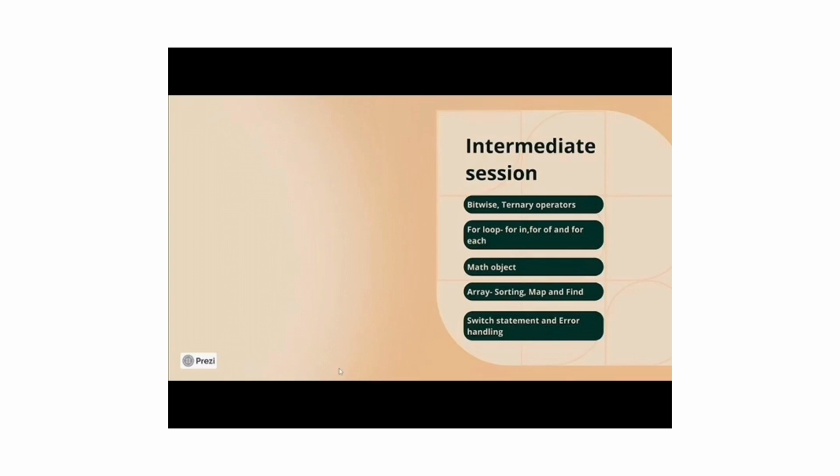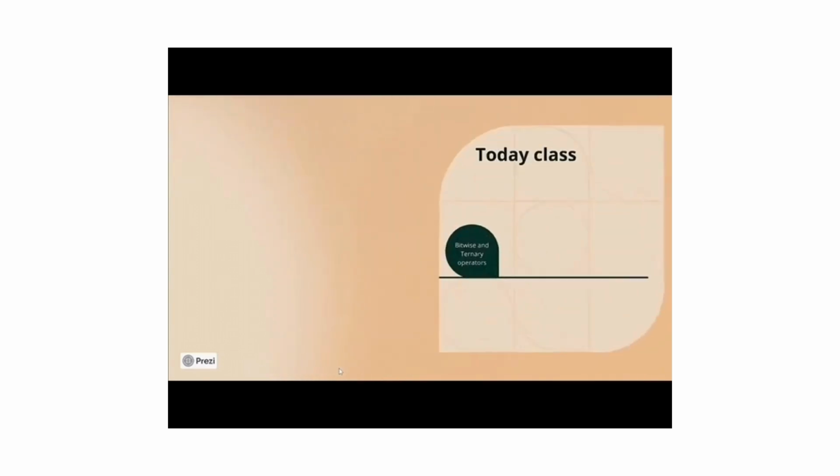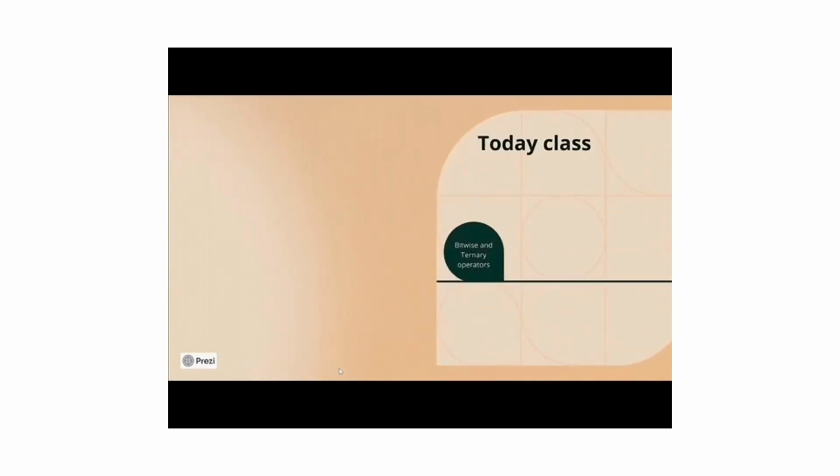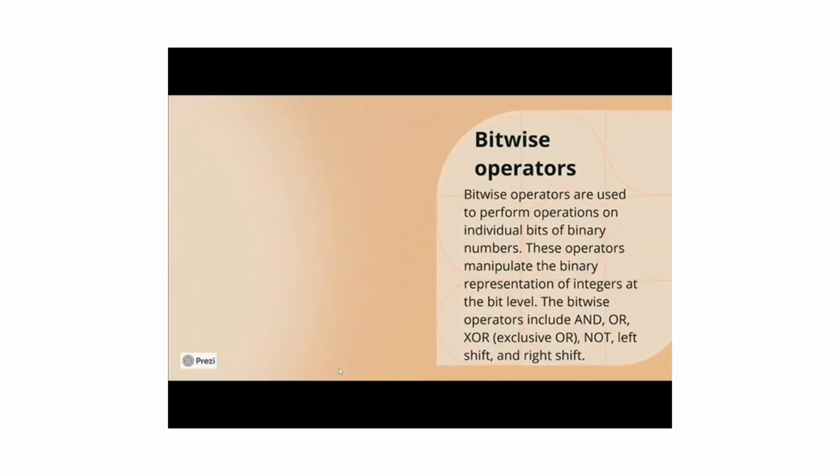Today we are going to discuss the bitwise and ternary operators. Let me start with the bitwise operator. First of all, what are bitwise operators? A bitwise operator is one type of operator used to perform operations on the individual bits of binary numbers.